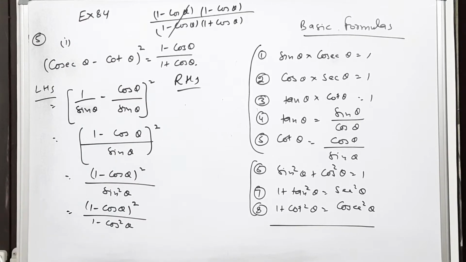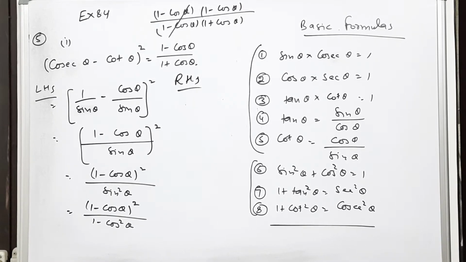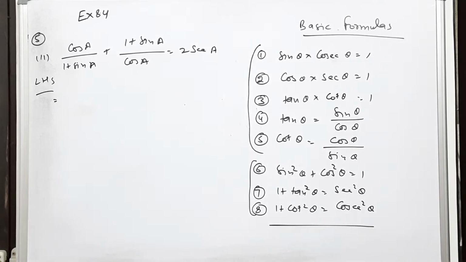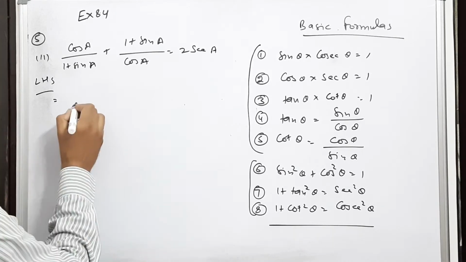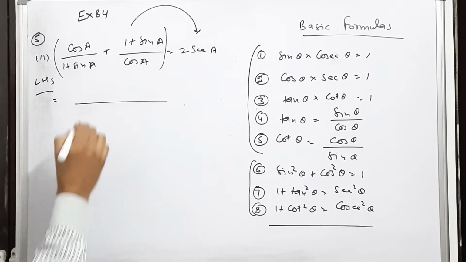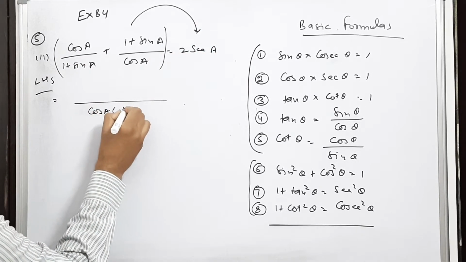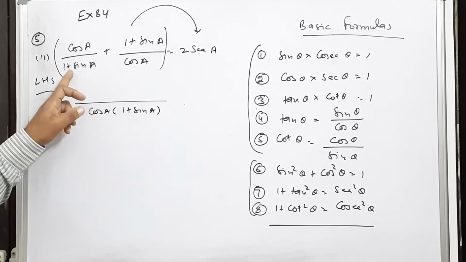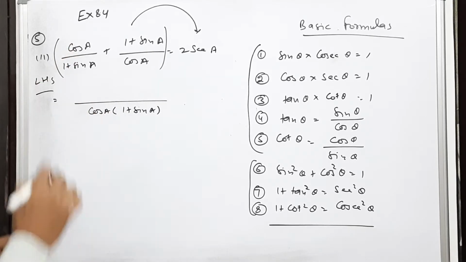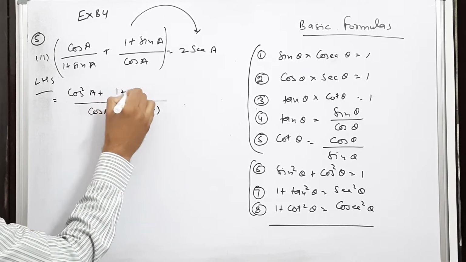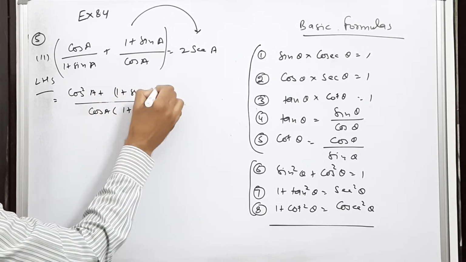I am taking the next problem, problem number 2. Yes, see the second sum. We'll go for the LCM. I am starting with the left hand side, this part, and we'll reach this part. So go for the LCM. It is cos A, 1 plus sin A. Now 1 plus sin A cancelled, and cos it will be cos square A. Cos and cos cancelled, it is 1 plus sin A whole square.